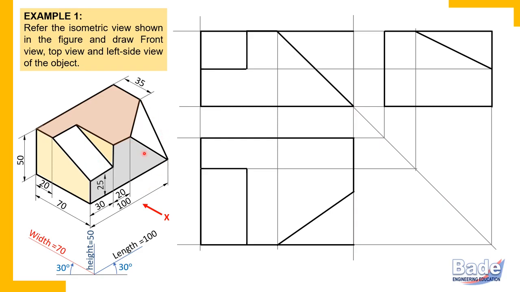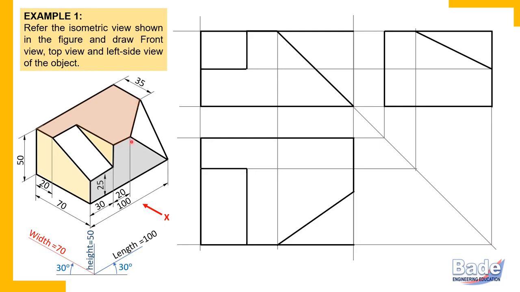Now finally, this triangular surface. Try to understand. All are non-principal edges. As I told you, non-principal edges are to be drawn by joining ends of principal edges. So let's draw in the top view this edge.